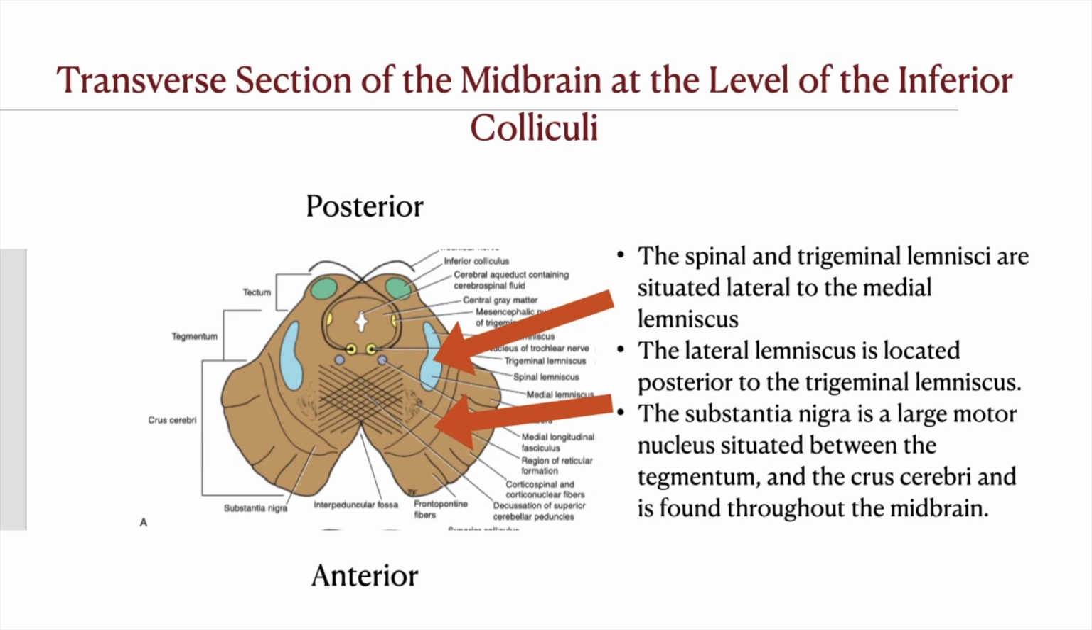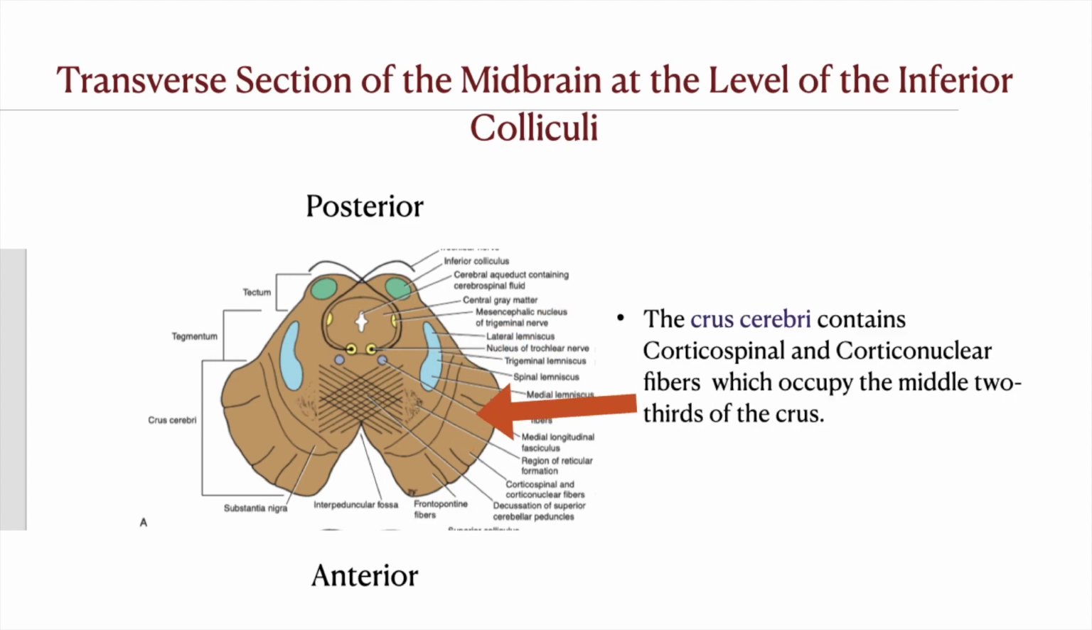Another point to note is the spinal and trigeminal lemnisci are situated lateral to the medial lemniscus. The lateral lemniscus is located posterior to the trigeminal lemniscus. The substantia nigra is a large motor nucleus that's situated between the tegmentum and the crus cerebri, and it's found throughout the midbrain. The crus cerebri consists of corticospinal and corticonuclear fibers which occupy the middle 2/3 of the crus.